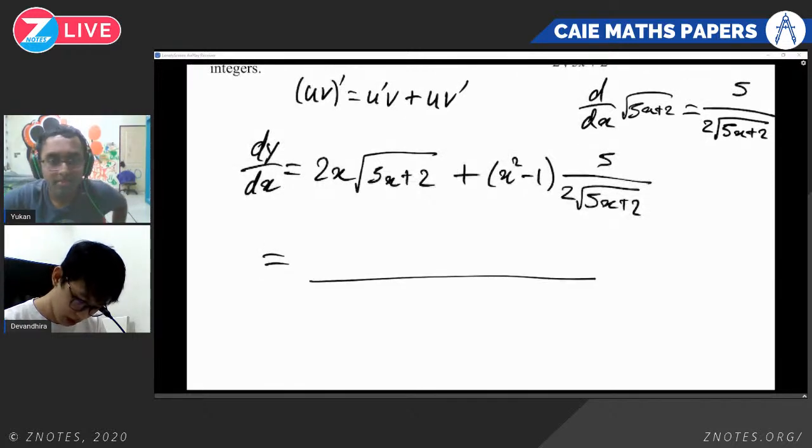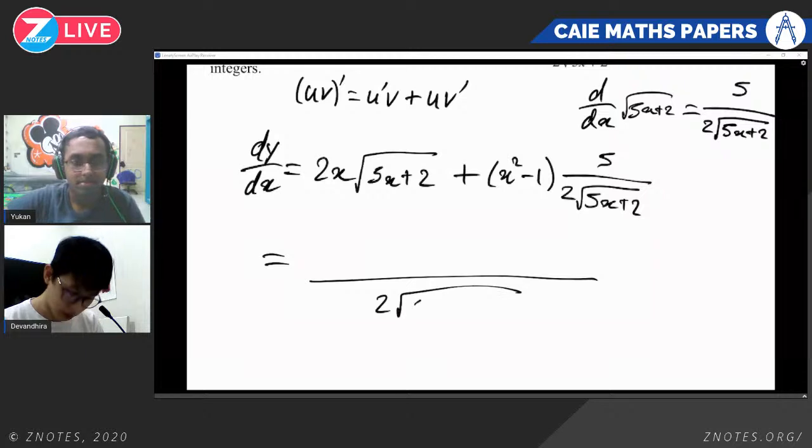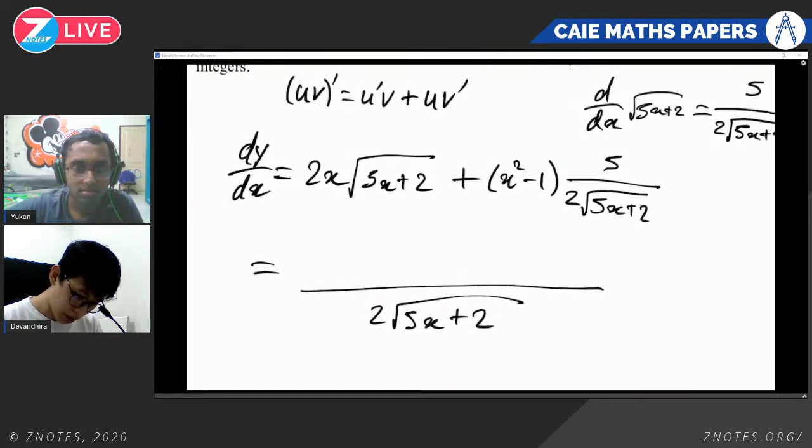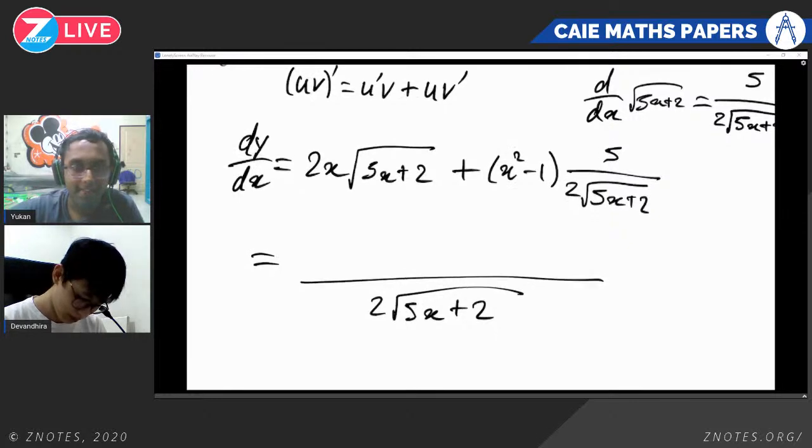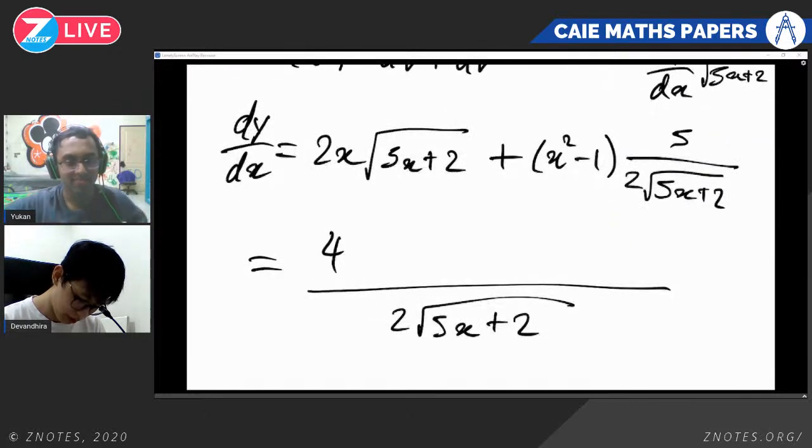Exactly. So let's do that. The whole fraction's denominator is just 5x plus 2. That means we also have to multiply this term by 2 times the square root of 5x plus 2, right? Mm-hmm. So we have 4x, because 2 times 2 is 4, multiplied by 5x plus 2.